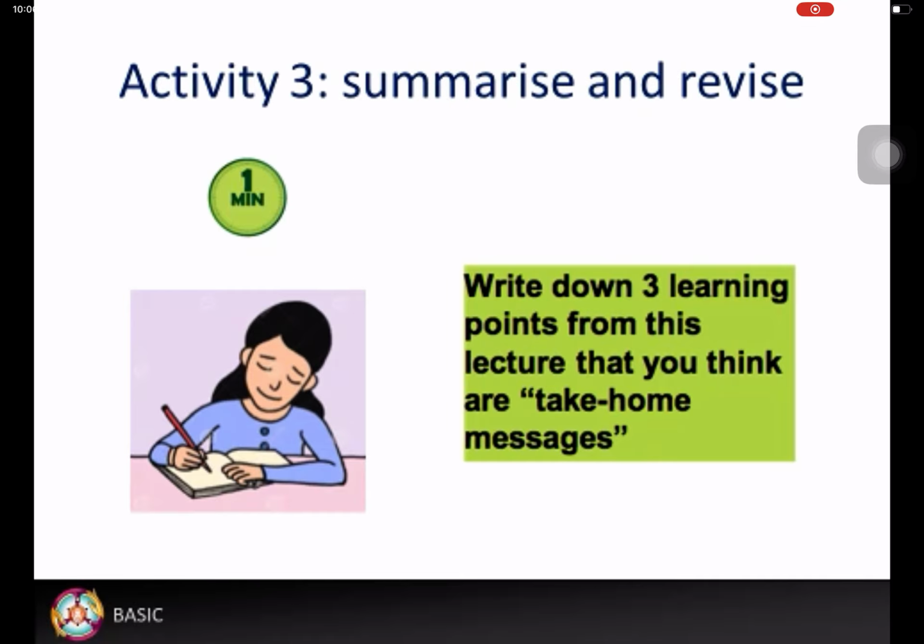Spend the next minute thinking about and writing down 3 take-home messages from this lecture.